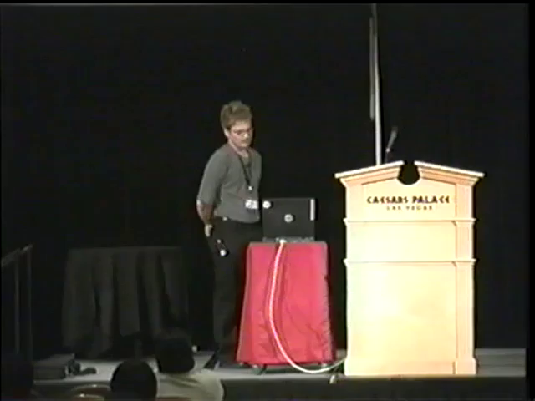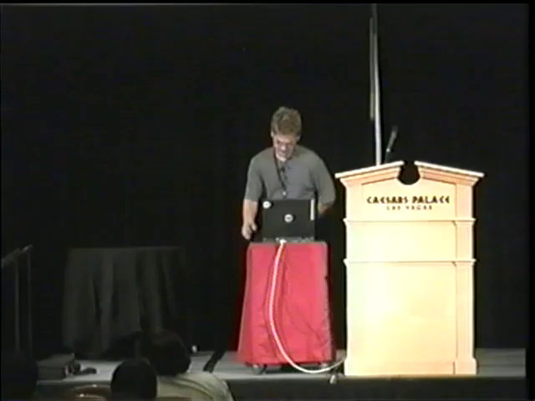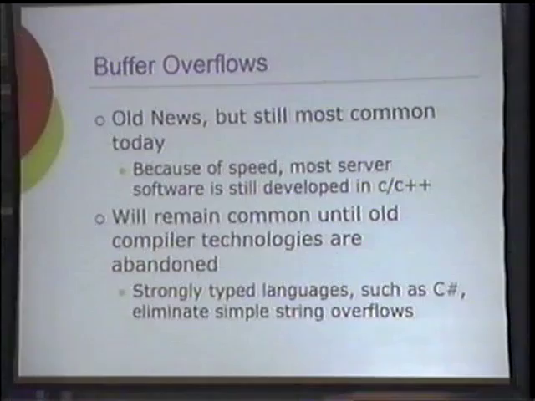Parsing problems are interesting. General state corruption is just kind of a more general version of the parsing problem, and then race conditions. So obviously this is old news. Everybody's talked about buffer overflows to death. I think the only point I'm trying to make here is that they're still common, but they're going away rapidly as compiler technologies are being upgraded to get rid of this issue. Microsoft, I think, will be producing the most secure code in the entire industry within 5 years.